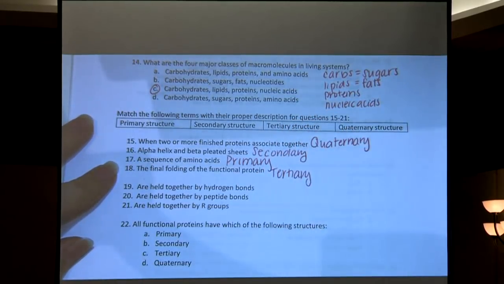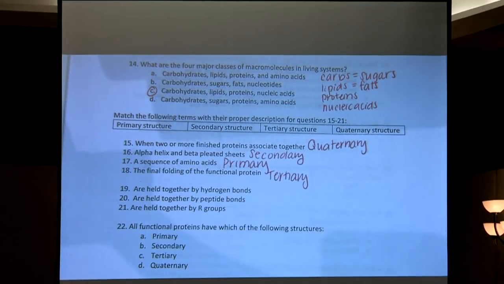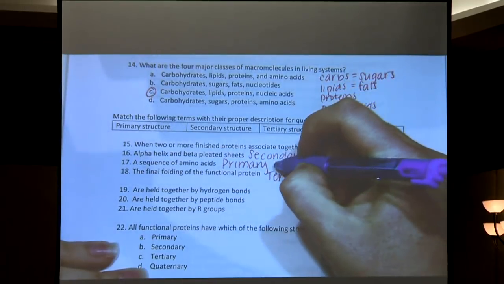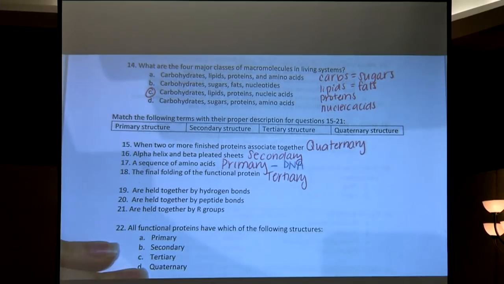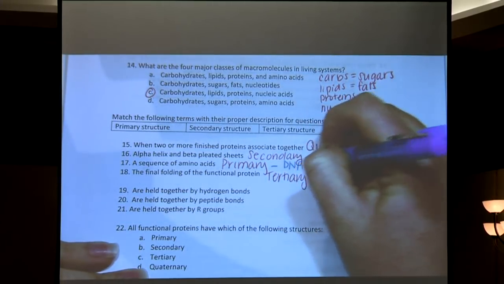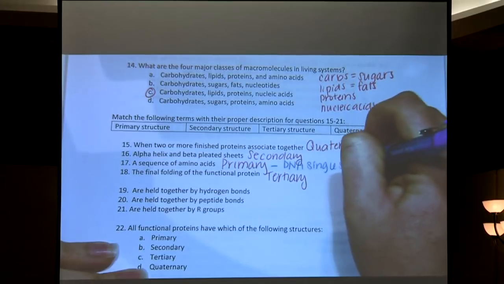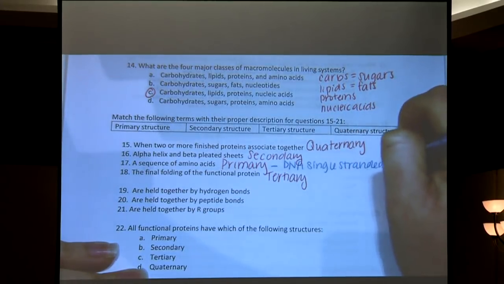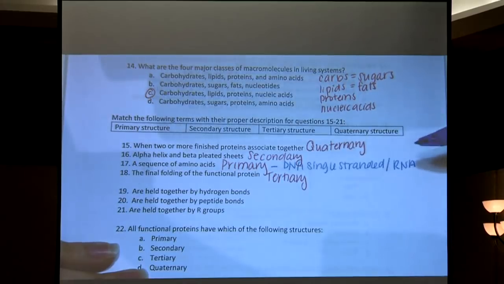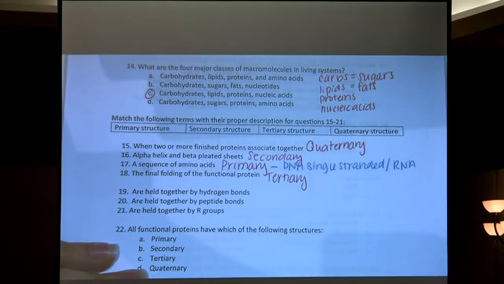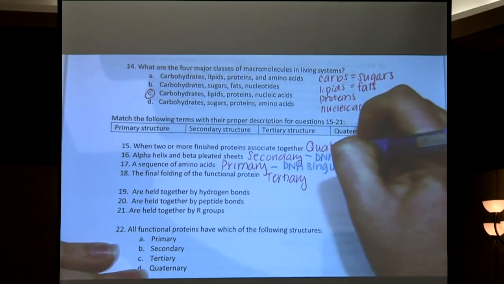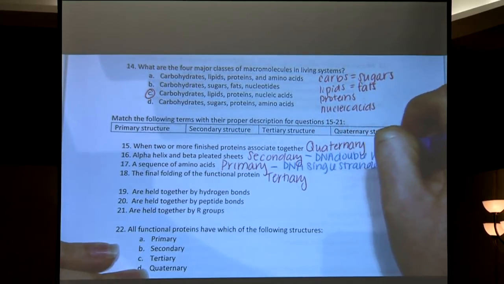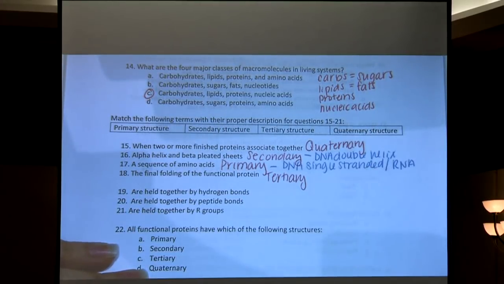So just a few important notes here if you have a hard time thinking about some of these things. If we're thinking about primary, we can think about our DNA being single-stranded. That also means our RNA can be a primary structure. If we're looking at alpha helix, our DNA double helix is similar to our alpha helix.